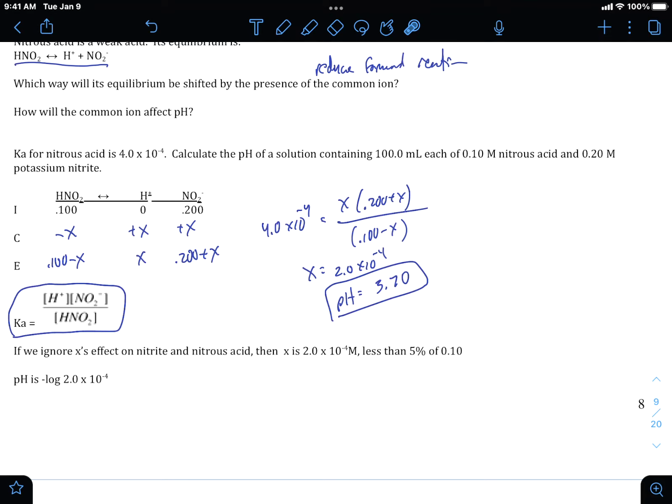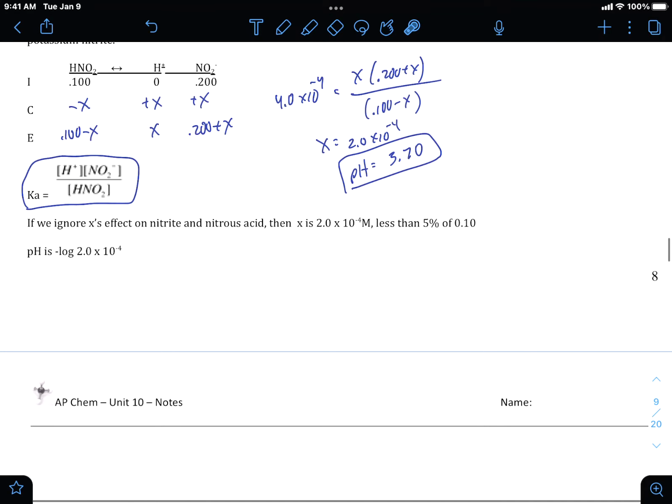But what if I told you another scenario where you had to measure out and add a certain amount of this and add a certain amount of this? Realize then that the two would dilute each other. You would have to recalculate what those initial concentrations are when you put them in here. So just be careful, right? In this problem, the molarities were ready to go, but it won't always be the case.